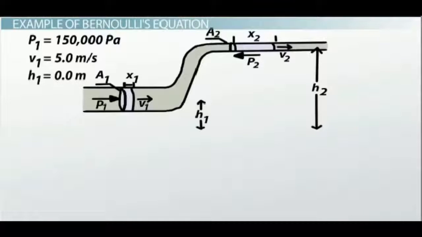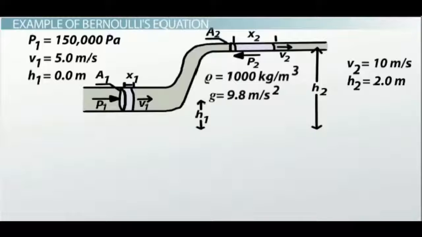At the other end, the speed of the water is 10 meters per second, and the height is now 2 meters. Since the density of water is 1,000 kilograms per cubic meter, all you're missing is the pressure at the second point, and this can be determined by rearranging Bernoulli's equation to get it alone on one side.